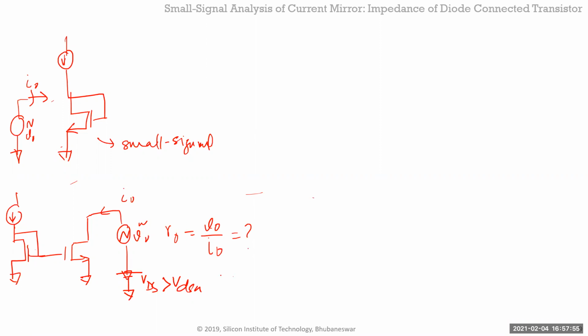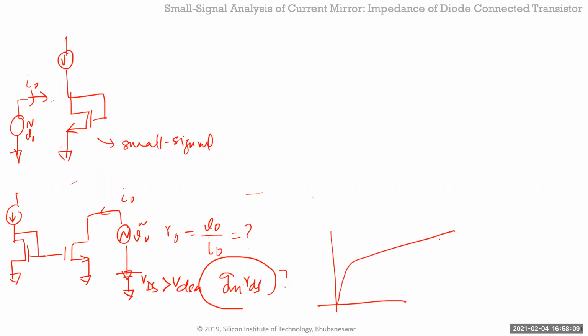gm RDS? How do you get gm RDS? I just showed you the curve, right? That's just the IDS versus VDS curve for it. Okay. What is this slope? RDS. So what is V out by I out? Just RDS, right?